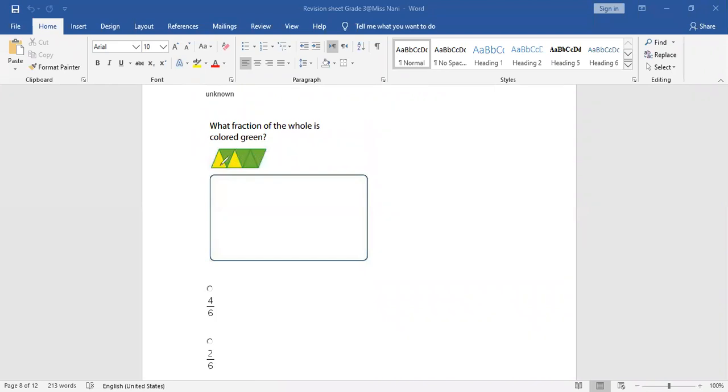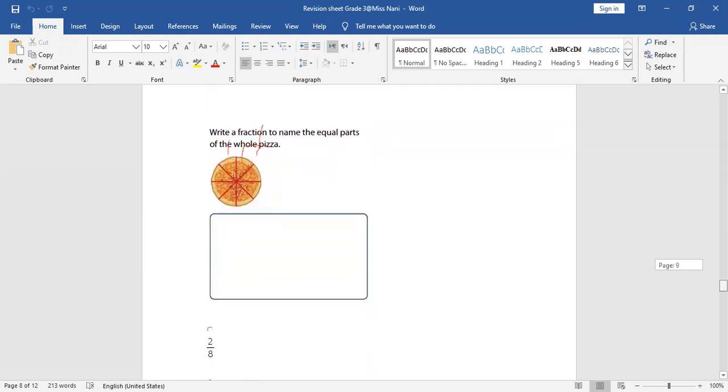Let's see. How many in all? 1, 2, 3, 4, 5, 6. How many colored green? 1, 2, 3, 4. So my fraction is 4 out of 6. My lovely girls, 4 out of 6. Let's complete here.